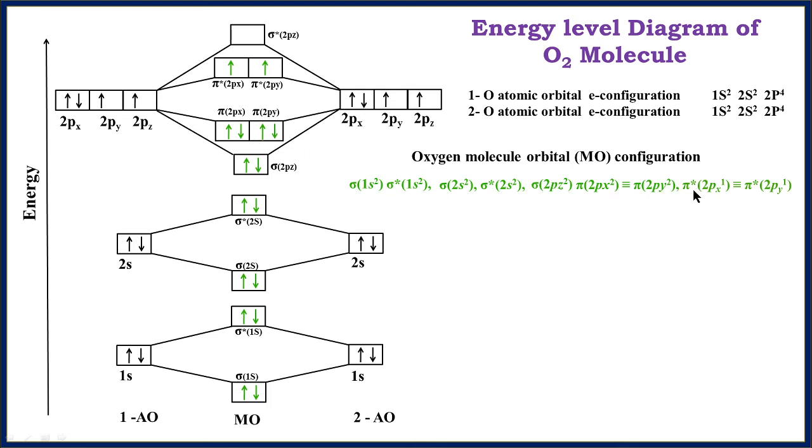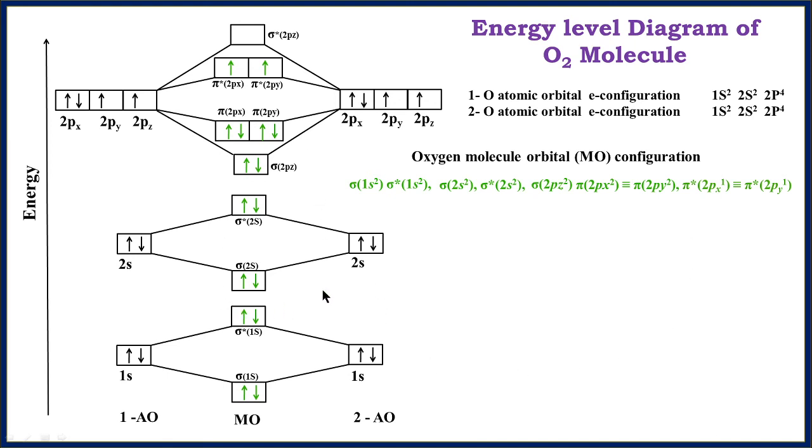Next energy level is pi star 2px, which is equal to pi star 2py. They have the same energy. These two molecular orbitals have only one electron each. This is one electron. So pi star 2px 1, pi star 2py 1. So this is the molecular orbital configuration of the oxygen molecule.